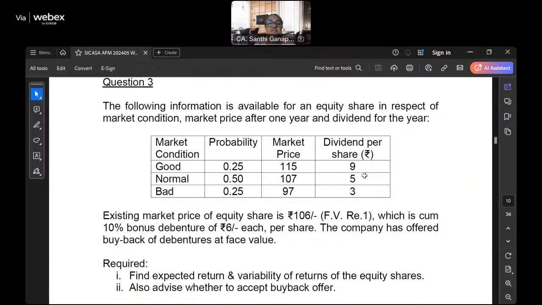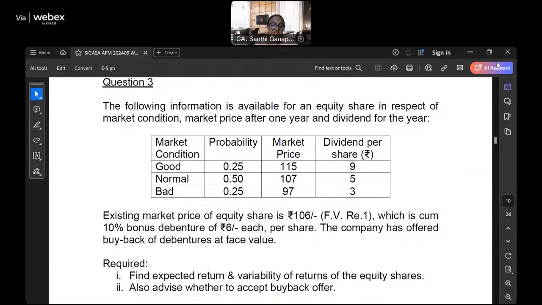The expected return of equity is what is asked. The market price is also for equity. The 3 possible prices given: 115, 107, and 97. That is for equity. Now, the 106, which is the existing market price given, that is not just for equity. That is for equity as well as bonus debenture, which is 6. So, for equity portion alone, it is 100.